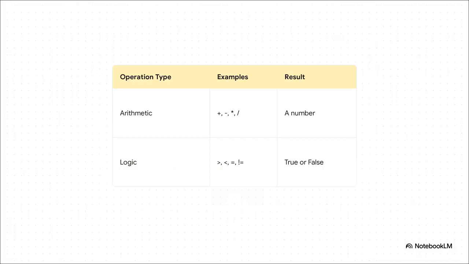Let's look a little closer at that calculator, the ALU. It basically has two main jobs. The first is arithmetic, simple math like addition and subtraction, which always gives you a number. The second is logic, making comparisons, like asking, hey, is 4 greater than 2? And the answer there isn't a number, it's a simple true or false, which is the binary foundation for all complex decision-making in a computer.